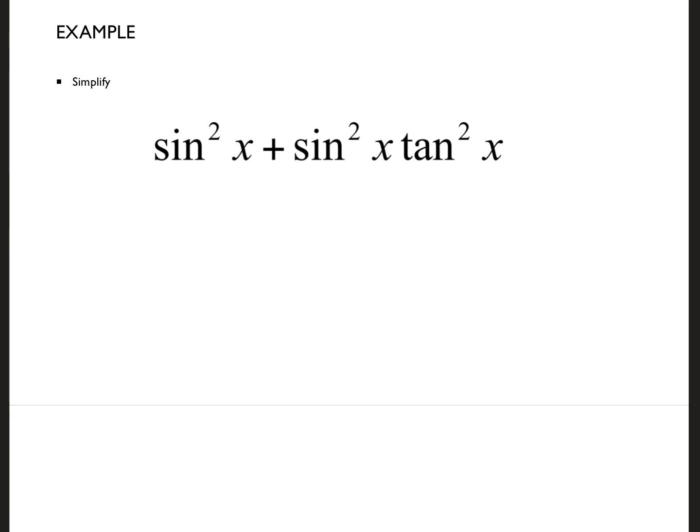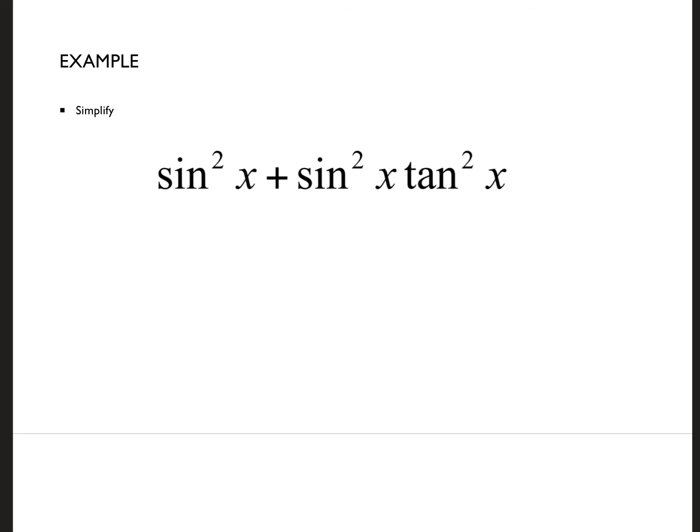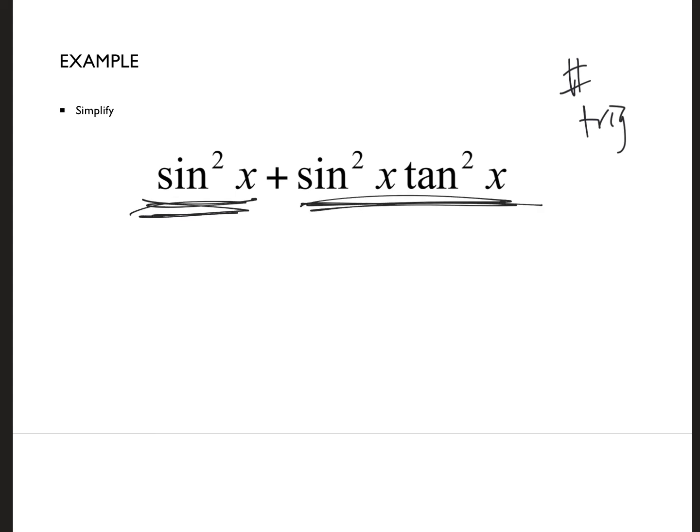Now notice the difference here. This one is saying to simplify, meaning we're not solving for anything. We are just trying to simplify, and you will know that it's simplified if you can get it down to either a single number or a single trig function. So I'm noticing that this has 2 terms, and those 2 terms have a common factor of sine squared. So if I factor that out, it looks something like this.